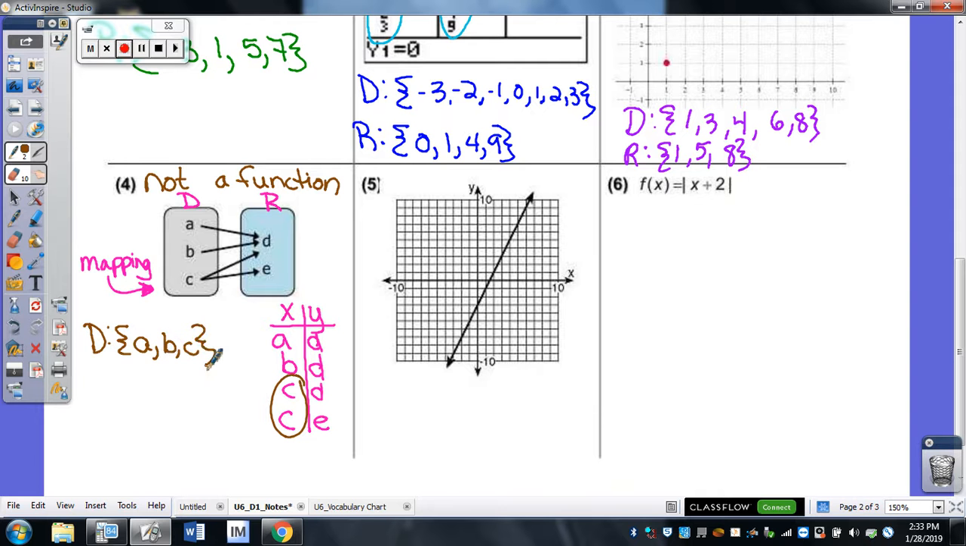So our domain is everything in that first bubble. So A, B, C. Range is D and E.